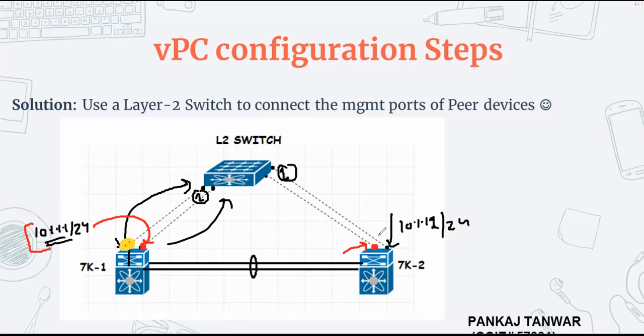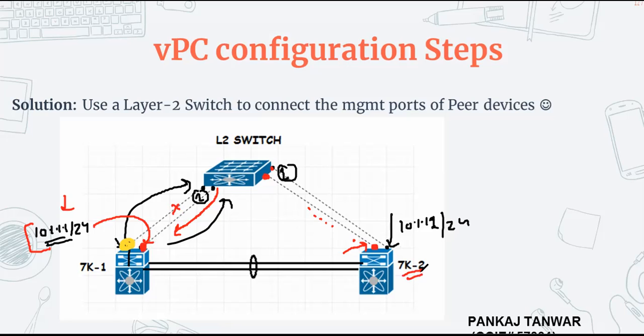Now when N7K2 needs to talk to N7K1 on this IP, it is going to send the ARP, because it is on VLAN 1. All the interfaces on the layer 2 switch are on VLAN 1. Now this link is down, so the layer 2 switch is going to send the response on VLAN 1 on port number 2, let's say here, which is connected to the backup SUP. And finally, the backup SUP is going to receive the packet sent by N7K2.